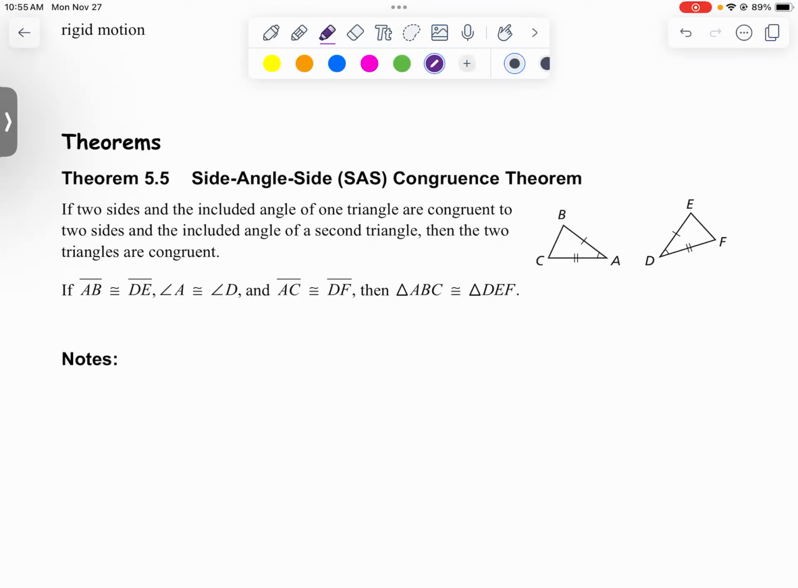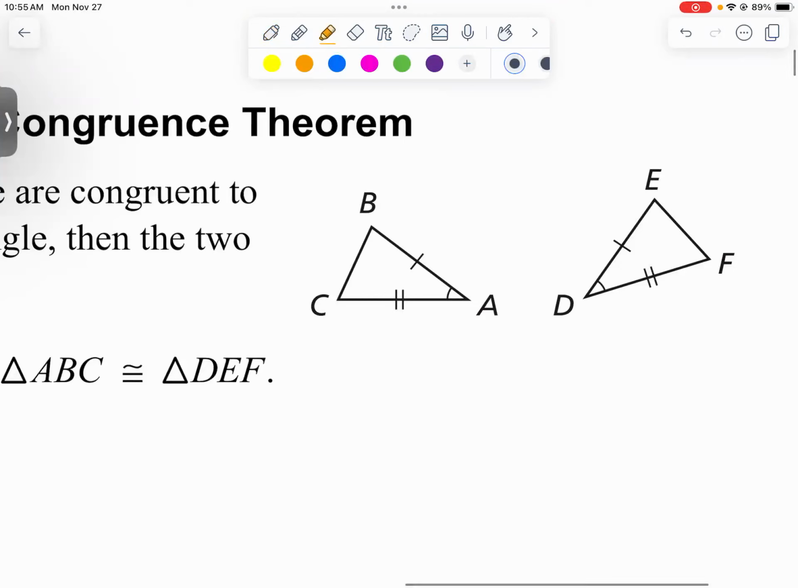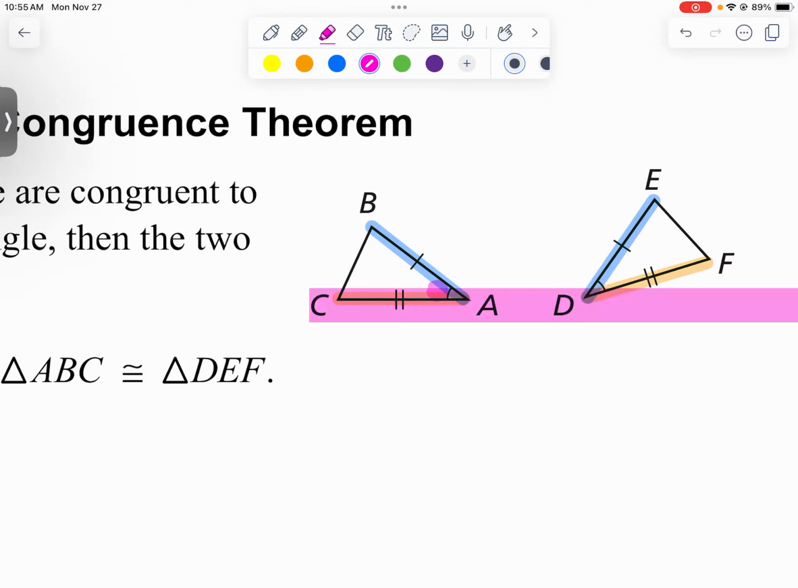Really, you need to remember this as side angle side. What does that mean? That means if we have 2 triangles where we have 2 pairs of sides that are congruent, and the angle in between is congruent, then our 2 triangles are congruent.